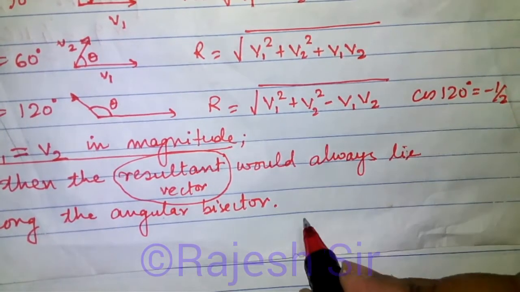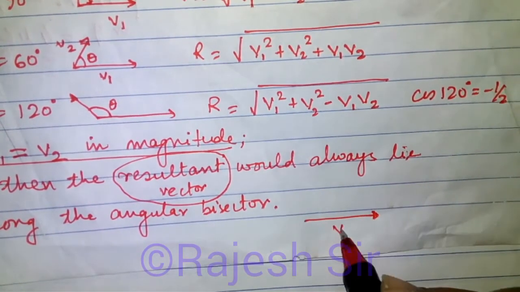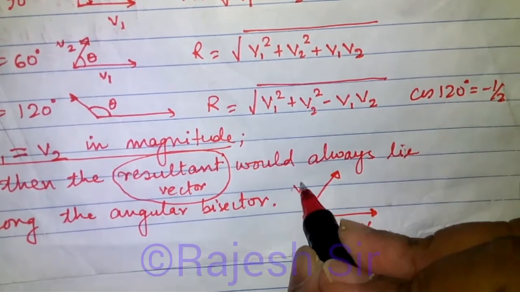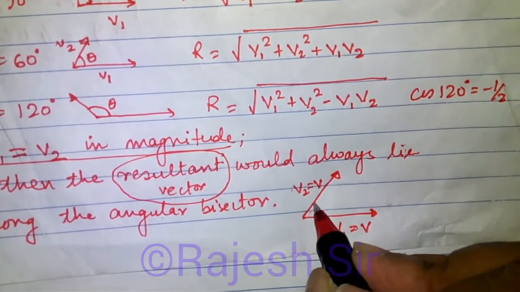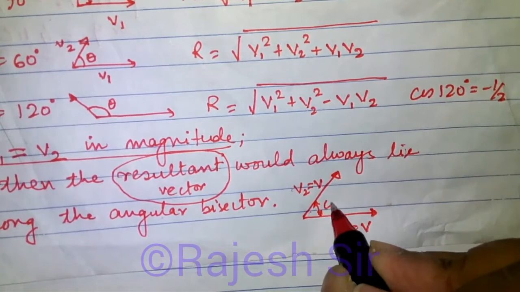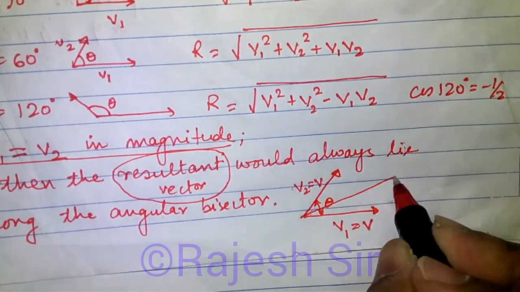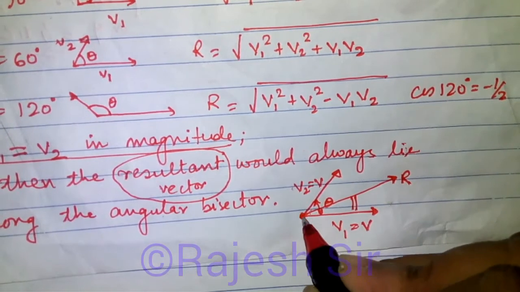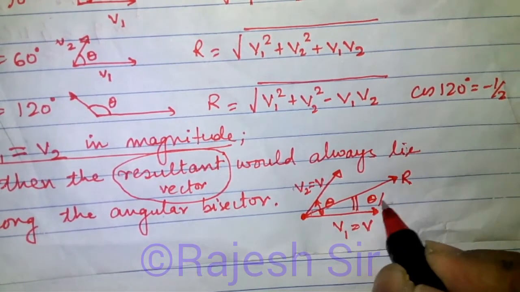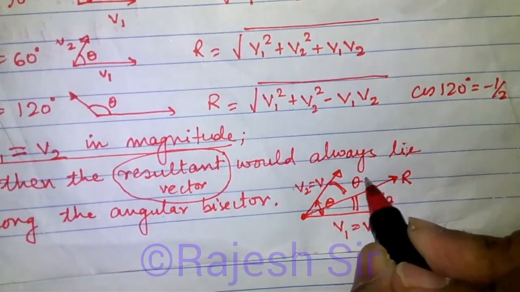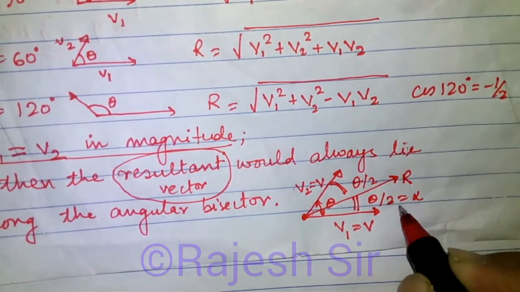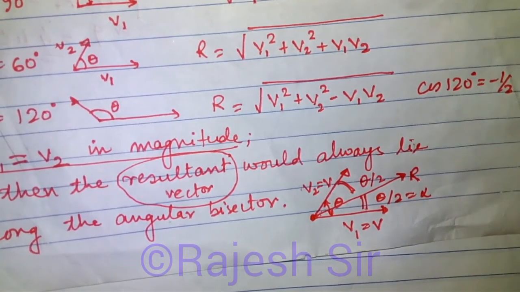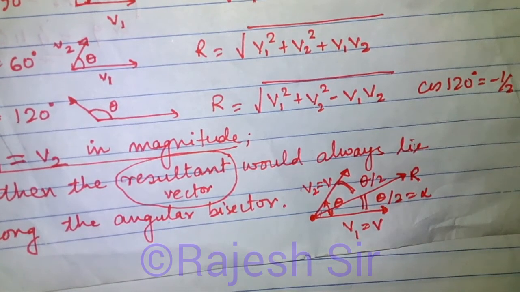So if you find this as the first vector V1, equal in magnitude as V, this being the second vector V2, also equal in magnitude as V, and the angle between them is theta, then the resultant vector R would lie along the angle bisector. So this will be theta by 2, this will be theta by 2, and this will be equal to alpha. If you know these results, you would find your numerical solving approach to become much easier.